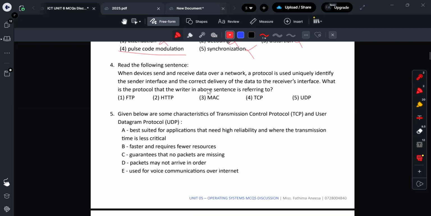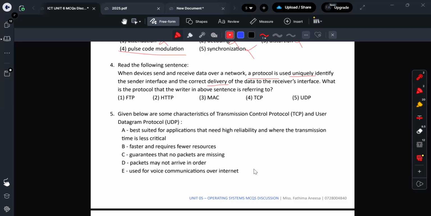Distortion and all. Okay. Now, when devices send and receive data over a network, a protocol is used uniquely to identify the sender interface and correct delivery of the data to the receiver's interface. What is the protocol that the writer in the above sentence is referring to? Let's see. I want you guys to answer this. Try it out quick.